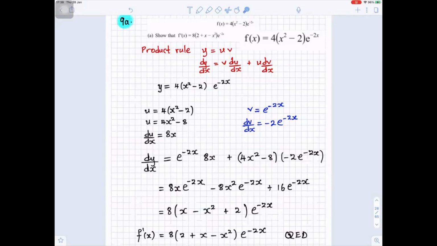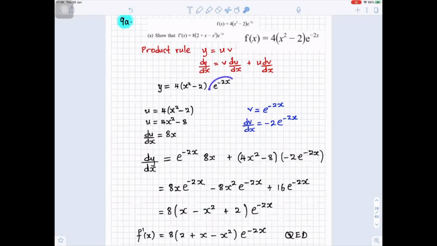So we can choose u. Let u be equal to 4 bracket x squared minus 2. We remove the bracket. 4 times x squared is 4x squared, and 4 times minus 2 is minus 8. And du over dx: differentiate 4x squared, you get 8x, and you differentiate minus 8, you get 0.